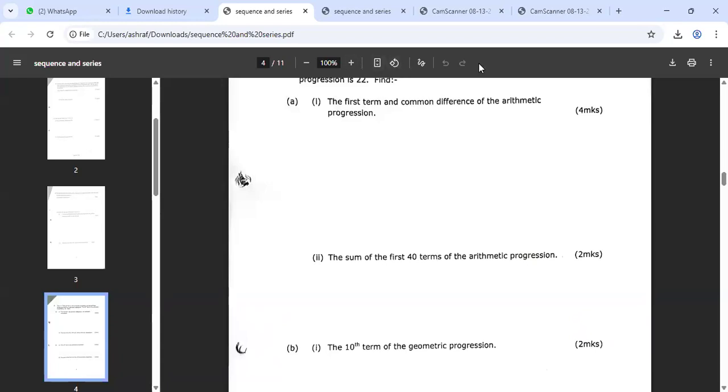Yes, Victor. Victor, you've disappeared again. Anyone else? The sum of the first 40 terms? I've gotten a response from Larry, 900. 900 is correct. I hope we all got 900. Victor, you can unmute yourself.